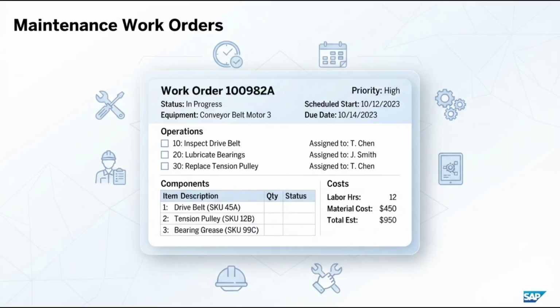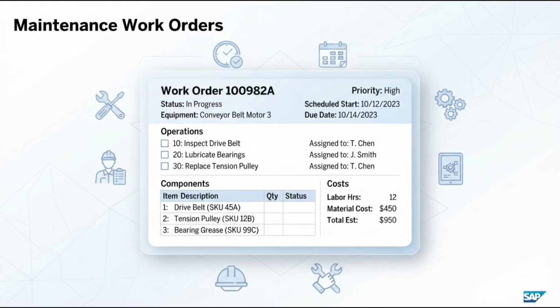Components listed in the order can be reserved or issued from the warehouse. After the work is completed, technicians confirm the actual time and materials used. The system then calculates actual costs and updates the history of the technical object. Work orders also support external services through purchase requisitions.